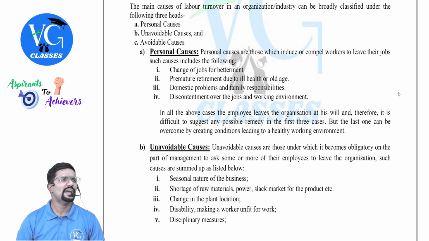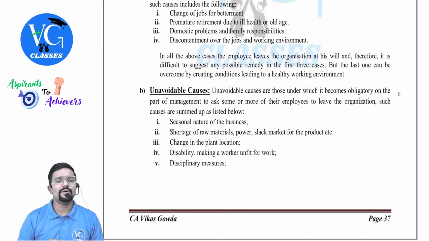So for the first three, as it is purely a personal problem of the employee, we may not be able to give any solution. But for the last case, that is, he is not happy with the job, maybe I can try to correct it. Means as a management, if I can take some steps to correct it, then I can retain my old employee. Then coming to unavoidable causes.